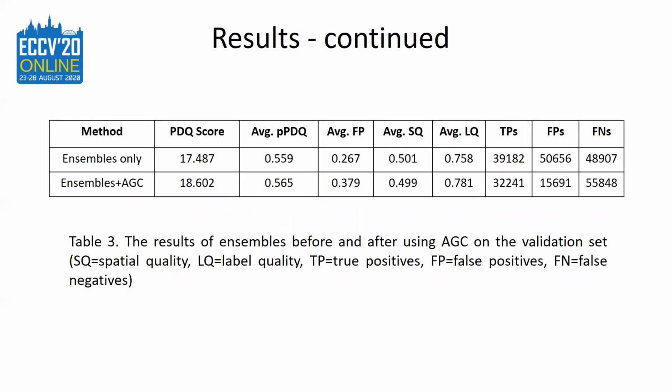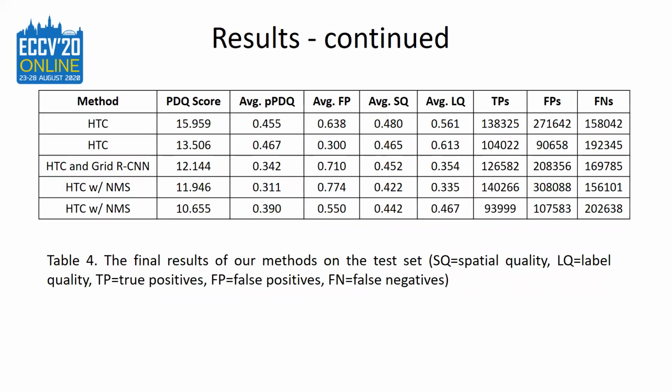And the third table shows our results on the validation set with ensembles of Hybrid Task Cascade and Grid RCNN with and without adaptive gamma correction. And we can see that adaptive gamma correction helps improve the performance a little. In the fourth table, we can see our final results on the test set. Our best score was 15.959.